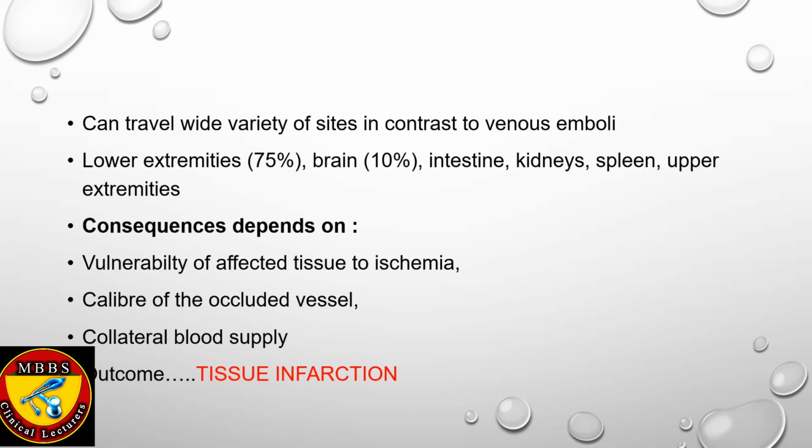So whatever the consequences, these three factors matter, but ultimately the final outcome of obstruction by thromboembolism is tissue infarction. Please remember, tissue infarction. We'll see what an infarct is. An infarct is localized necrosis, or ischemic necrosis, of a tissue. We'll see it in the subsequent slide as well.